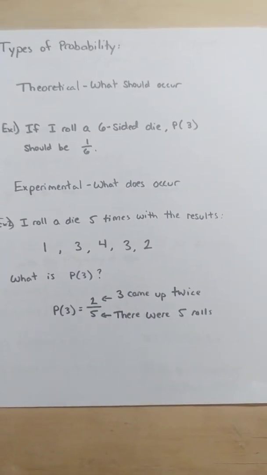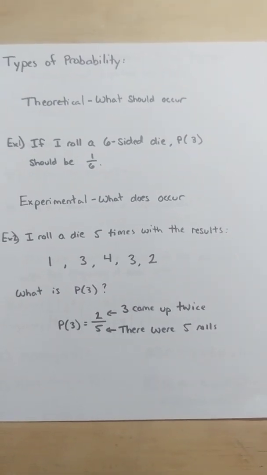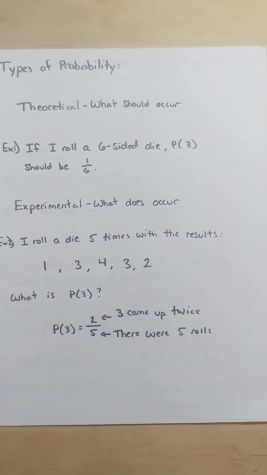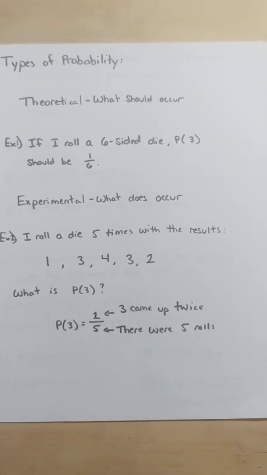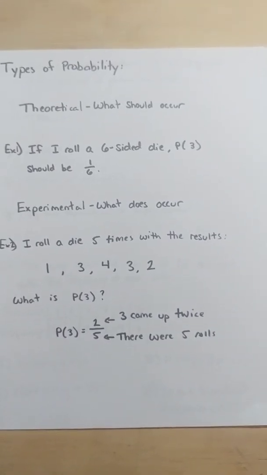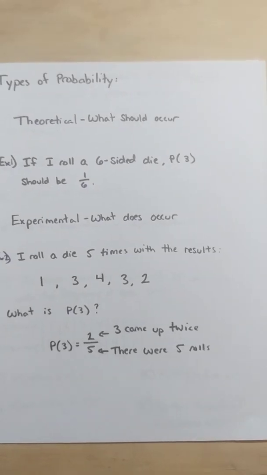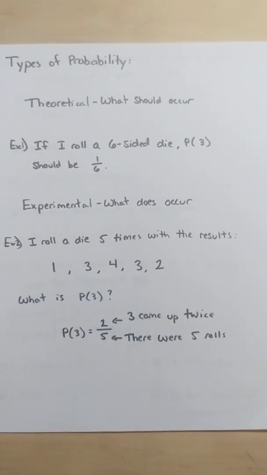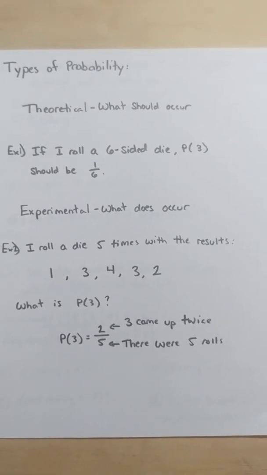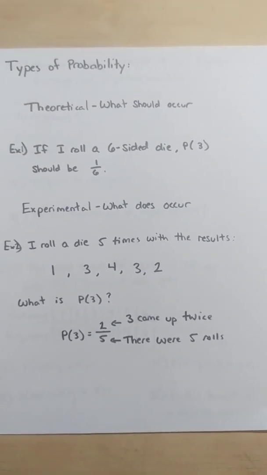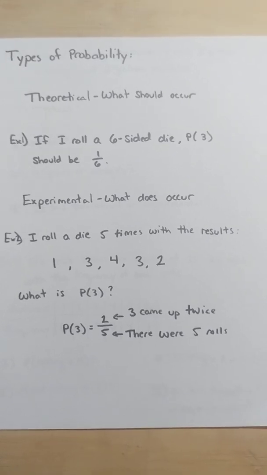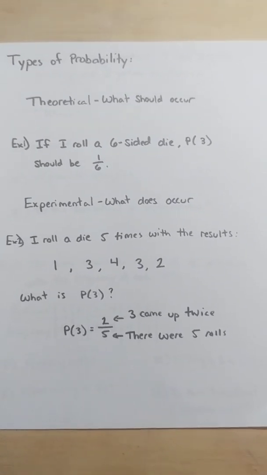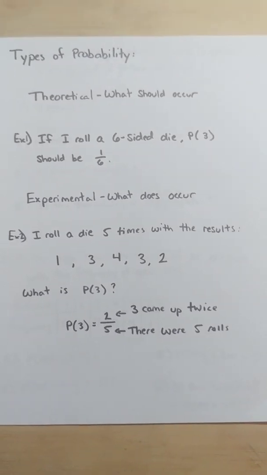3, well, if it's a 6-sided die, there are 6 possible faces that could come up. There's only one face with a 3 on it. So the number of outcomes that I want is 1, because there's only 1, 3. And the number that could happen is 6, because there's 6 different sides. So therefore, the probability of rolling a 3 on a 6-sided die, the theoretical probability, is 1/6, which is about 17%.